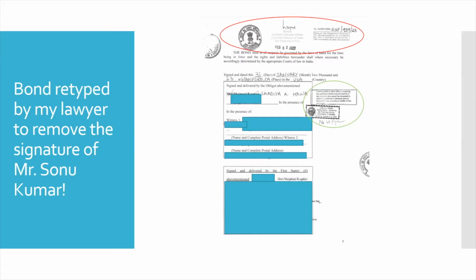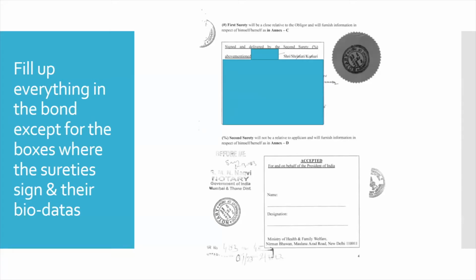But you need to fill up the entire bond and sign it. And then your witnesses should also sign it, with their name and postal address. And then you have to take it to the consulate, and probably get it notarized before taking it to the consulate. So all this you need to do before you drop it off at the consulate. Okay, this is what I said. Just fill up everything in the bond, except for these boxes for the sureties, for the president and the biodatas.